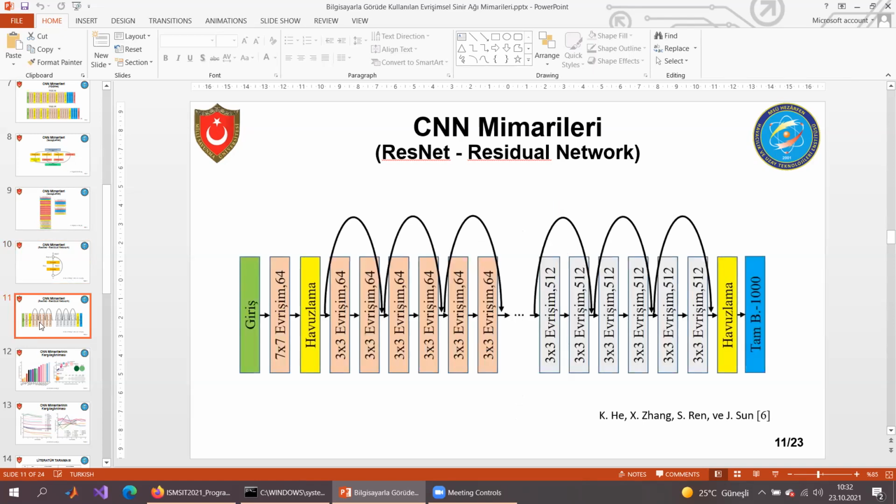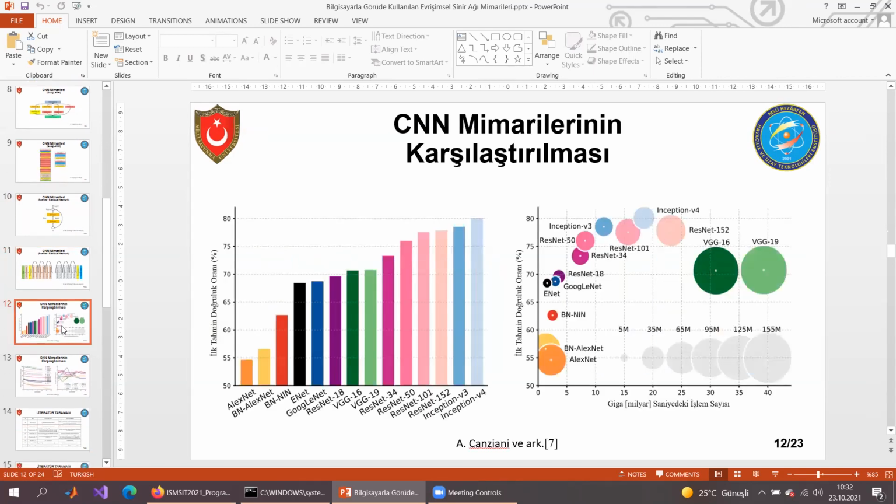Yansıda ResNet mimarisi gösterilmektedir. Basit olarak artık bağlantı noktalarının birbiri ardına eklenmesiyle oluşturulur. 34, 50, 101 ve 152 katmandan oluşan mimariler bulunmaktadır. CNN mimarilerinin karşılaştırması yine yansıda görülmektedir. İlgili referansları altta paylaştım, hepsine bakabilirsiniz. Birazdan yine referansları da paylaşacağım.